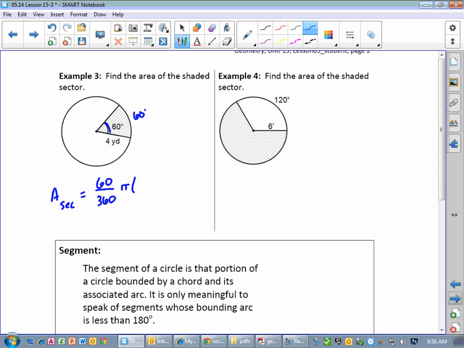So pi times 4 squared. Now again, what fraction of the whole circle is this slice? 1/6. So this is just finding the area of 1/6 of a pizza kind of thing. Okay. And so 60 over 360 times pi times r squared, and we get 8.378 square yards.